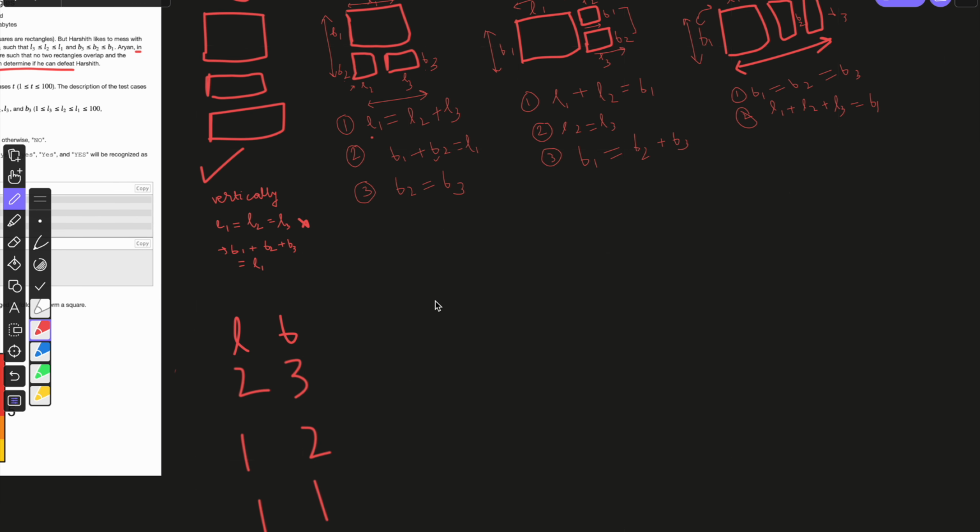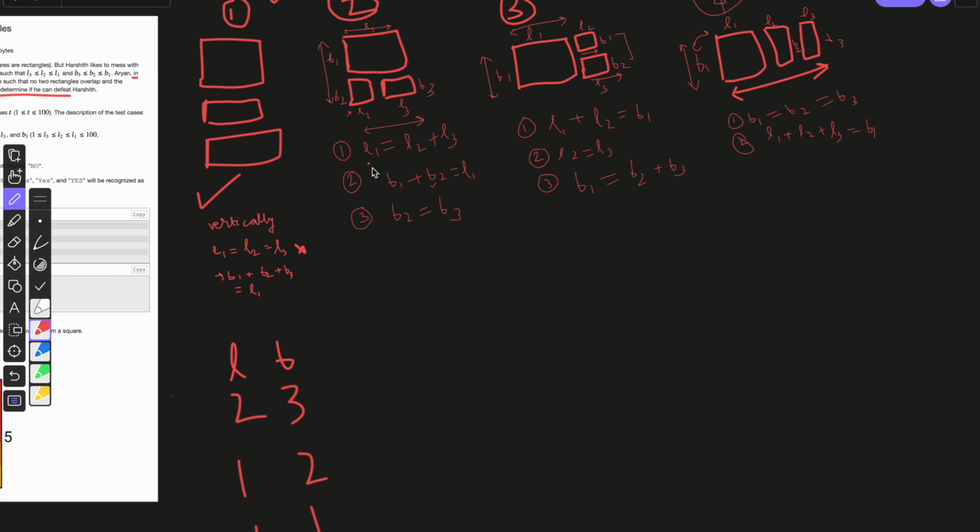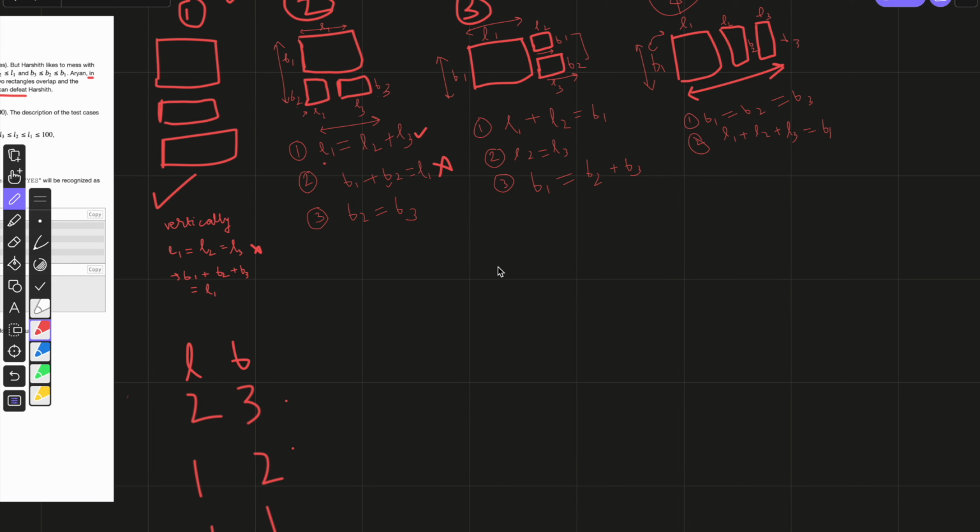Let's check another condition. L1 is equal to L2 plus L3. Yes, this condition is true. B1 plus B2 is equal to L1. Let's check. No, B1 plus B2 is not equal to L1. So this condition is false.